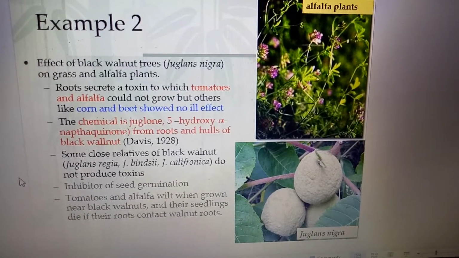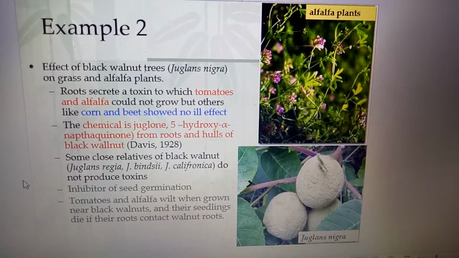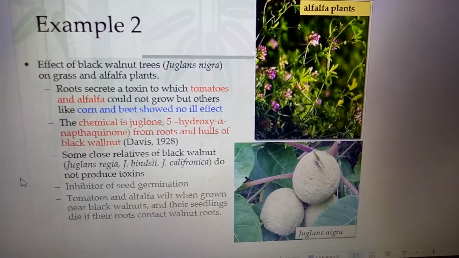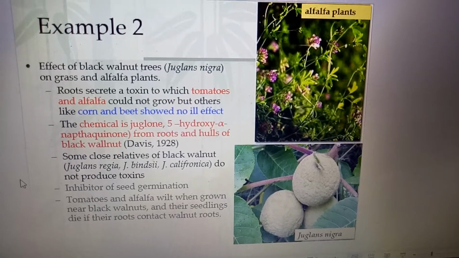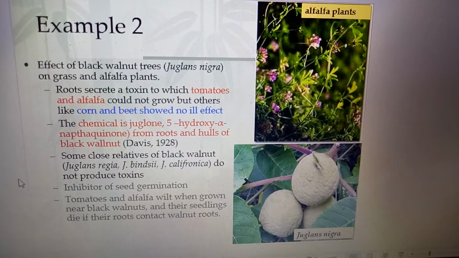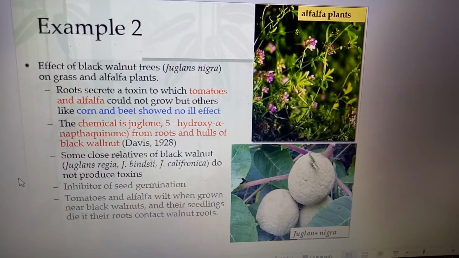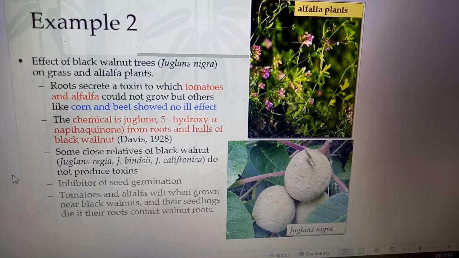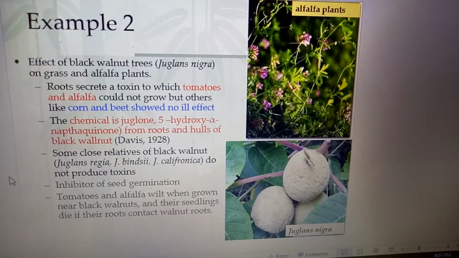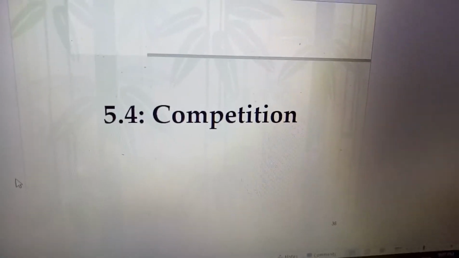The chemical is juglone, 5-hydroxy-alpha-naphthoquinone, from the roots and hulls of black walnuts. Some close relatives of black walnuts, such as Juglans regia, do not produce the toxin. It inhibits seed germination; tomatoes and alfalfa grown near black walnuts will have their seedlings die if the roots contact walnut roots.